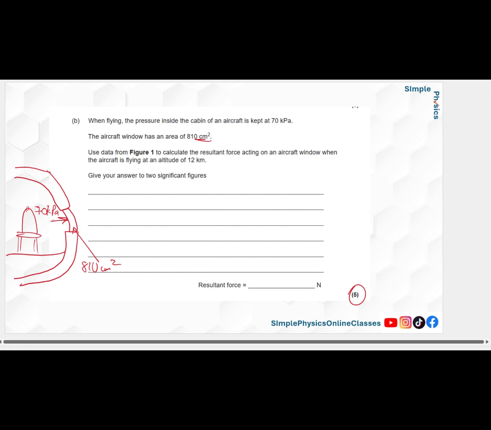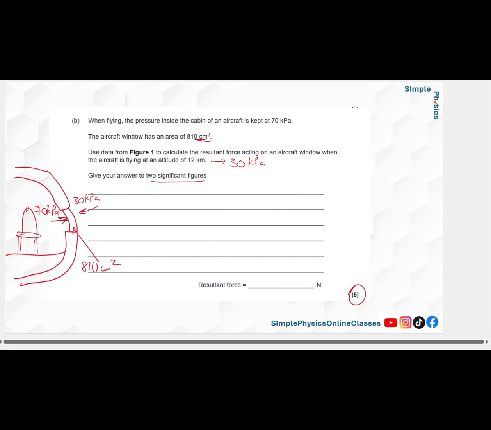So, use data from figure 1 to calculate the resultant force acting on an aircraft window when the aircraft is flying at an altitude of 12 kilometers. From the question itself, at 12 kilometers it was about 30 kilopascals. I've just made this number up, it doesn't really matter. And then obviously a mark for an answer to 2 significant figures. So we've got 30 kilopascals pressure this way, and 70 kilopascals the other way.